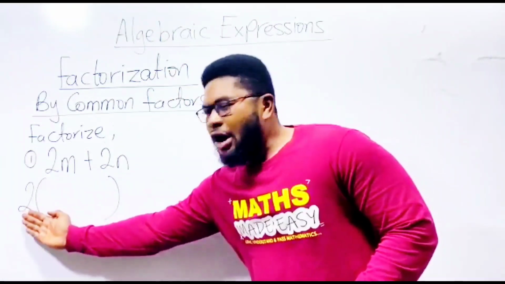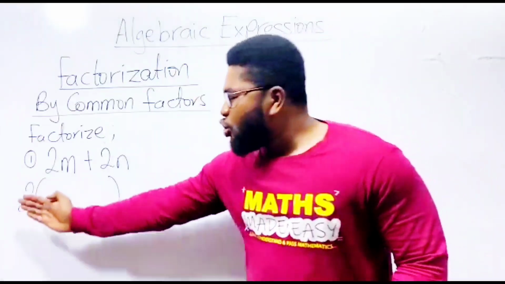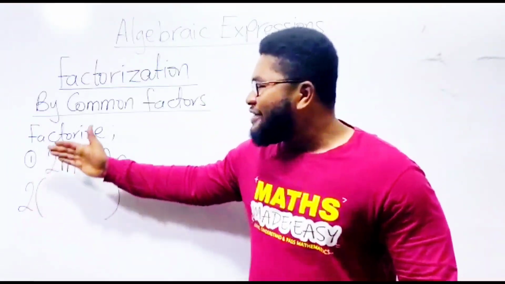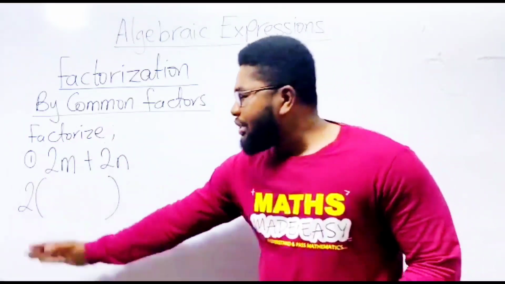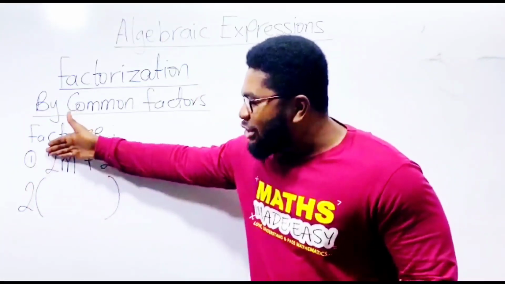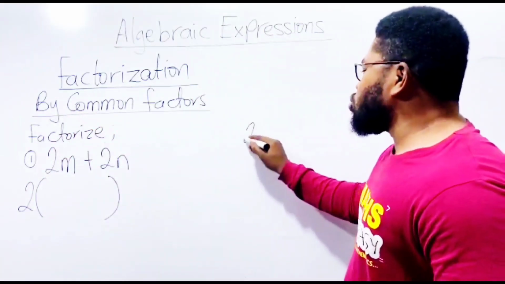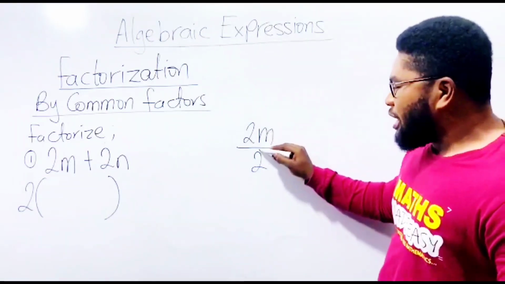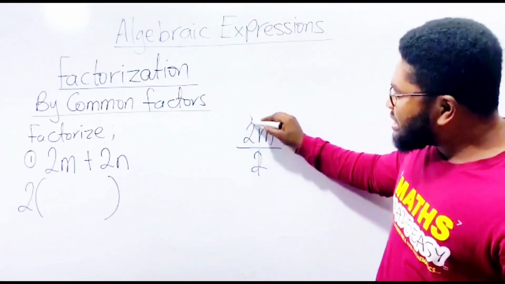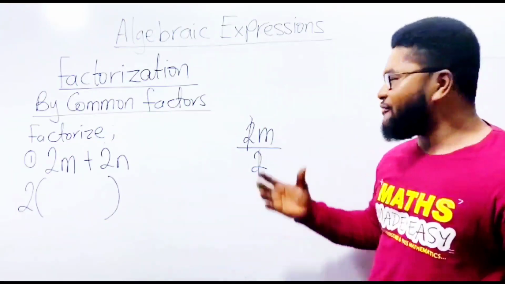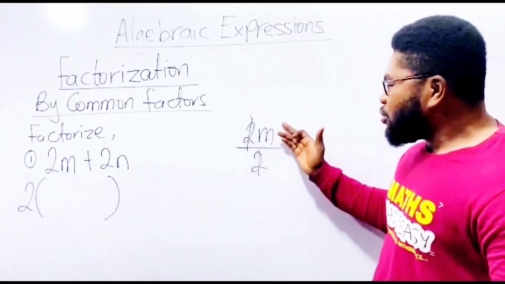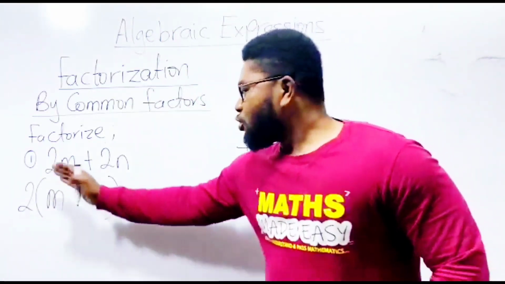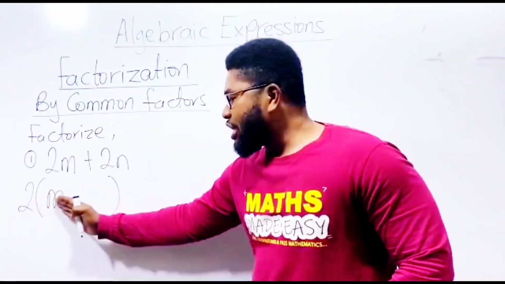Now, once you have brought out the common factor, you use this common factor, which becomes the highest common factor, to divide each of the terms. So we take this 2 and divide 2m by 2. The 2 as the common factor will cancel the 2, which is the coefficient in front of m. So the term that will remain is m. Then you put the m here, meaning 2m divided by 2 will give you m.